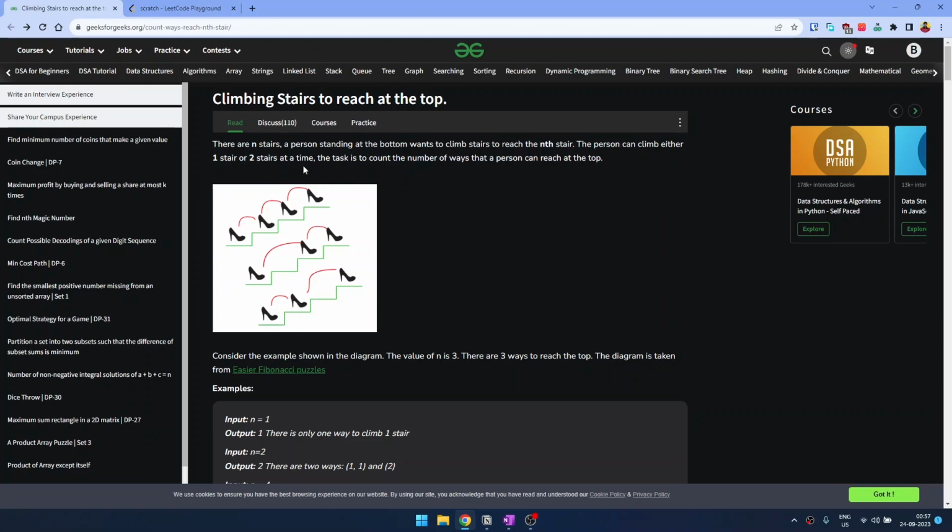So there are n stairs. A person standing at the bottom wants to climb the stairs to reach the nth stair. The person can climb either one stair or two stairs at a time. The task is to count the number of ways that a person can reach the top.